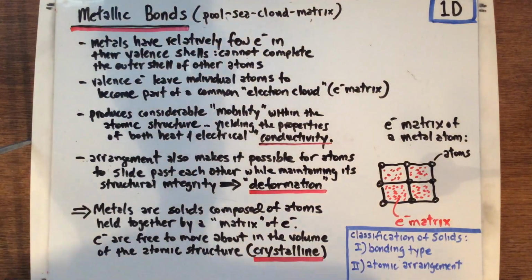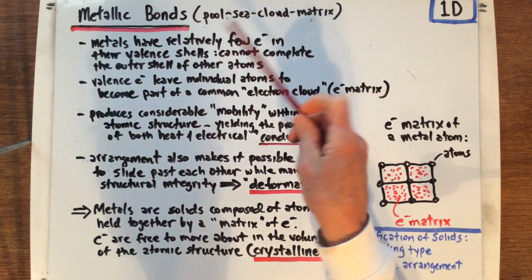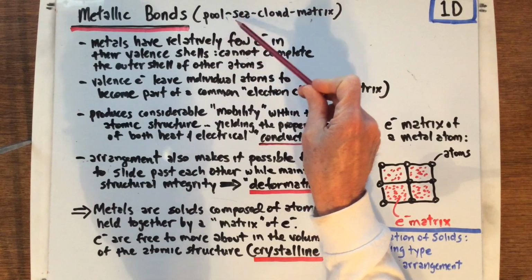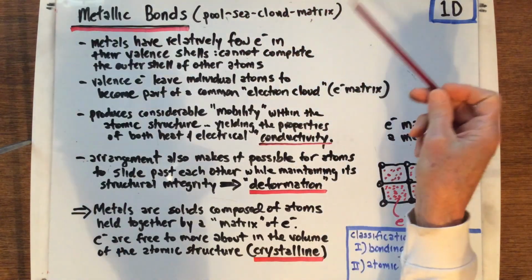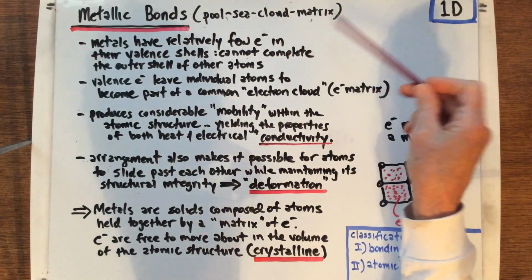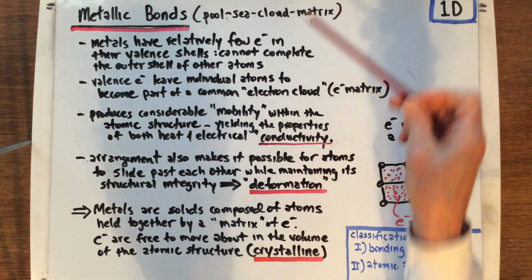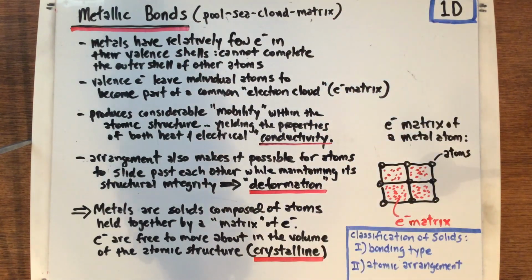Okay, and again, this is the last board, the 1D of these. And we're going to talk about metallic bonds. Now, the key word here, metallic bonds, is a pool, and there's many terms you could use: a pool of electrons, sea of electrons, cloud of electrons, even a matrix, more or less, of electrons involved in metallic bonds.